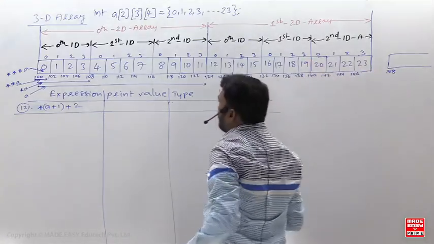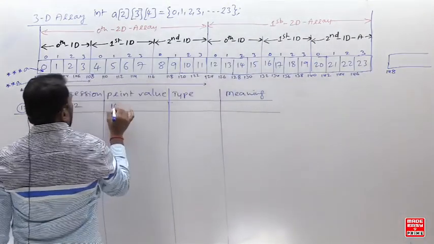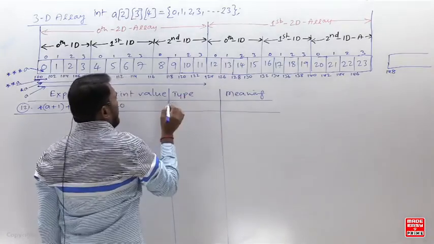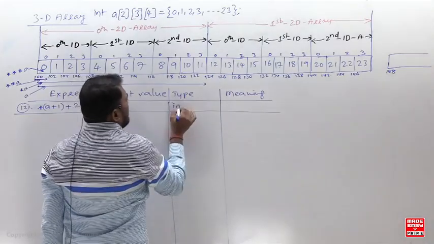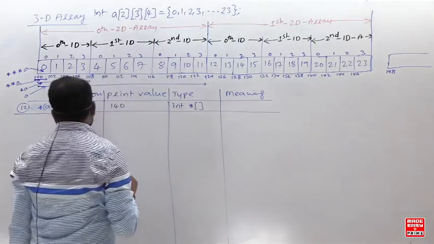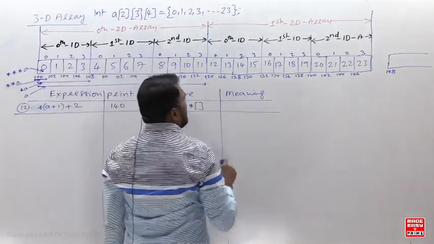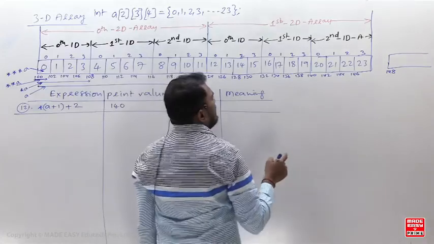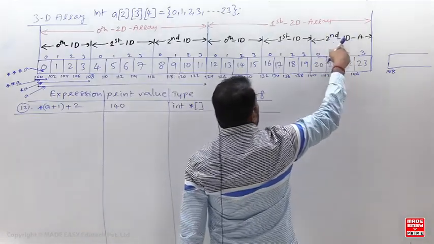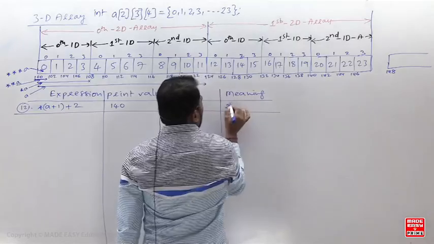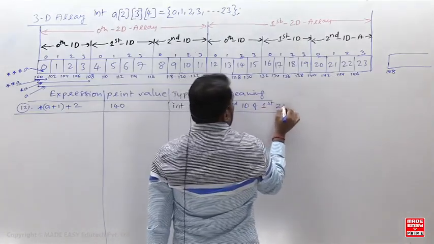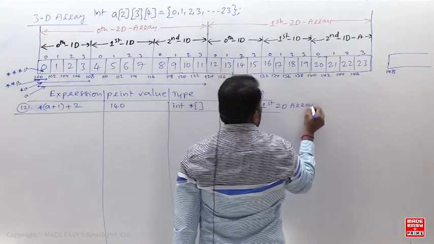So it will print what? 140. Okay, 140. It points to the second 1D array. Since it points to a 1D array, what is the type? Int star, single braces. Meaning, it is the base address of the second 1D array of the first 2D array.